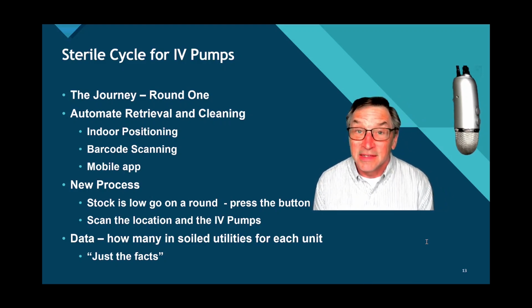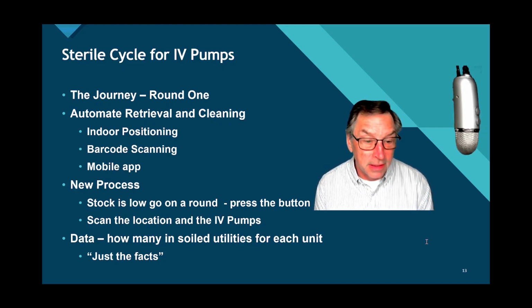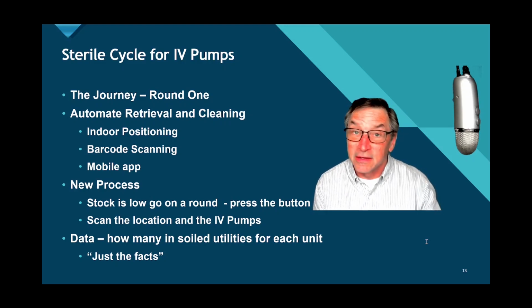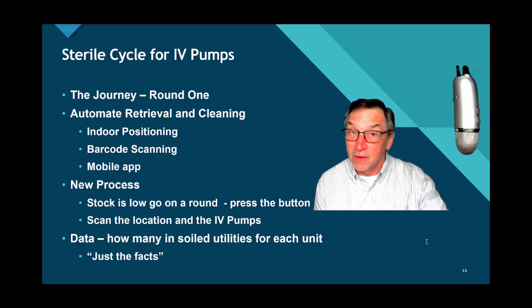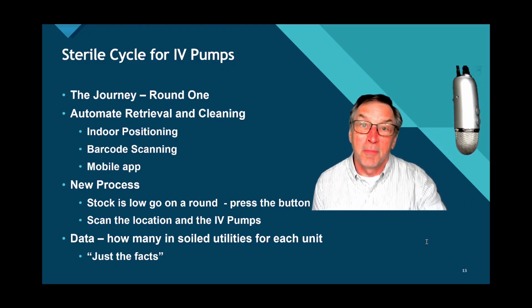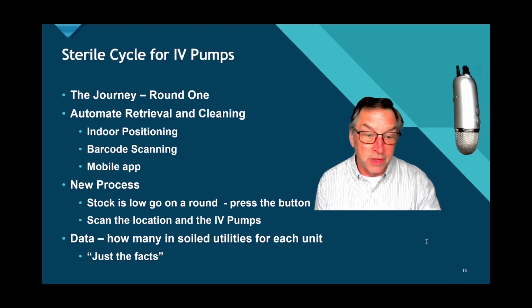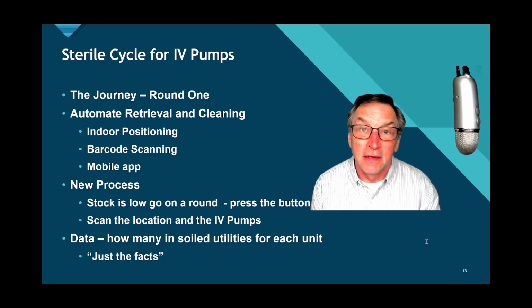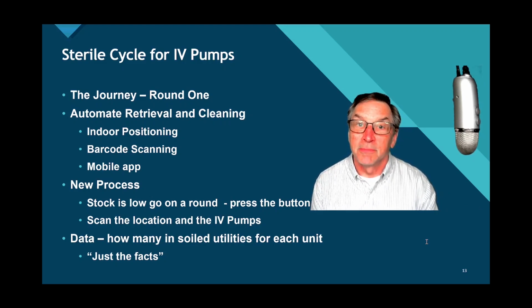So now when the tech sees that the cupboards are bare, they tell the app that they're heading out to do a pickup. And then they scan the locations. When they get to the pickup, they can either scan a barcode at the location. We already know they're there because we have indoor GPS. We can scan all of the pumps into a virtual cart. We retrieve them all. We bring them back to Central Sterile. And now we have data around where all those pumps came from specifically.